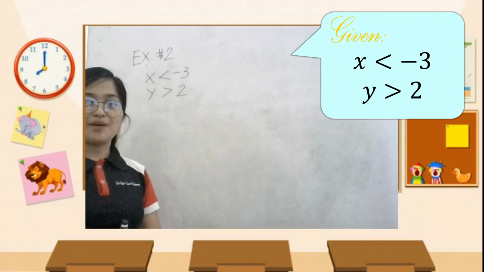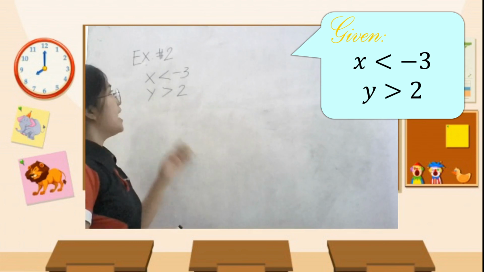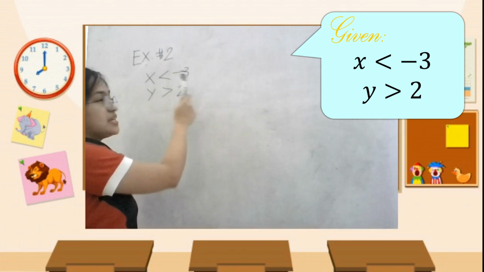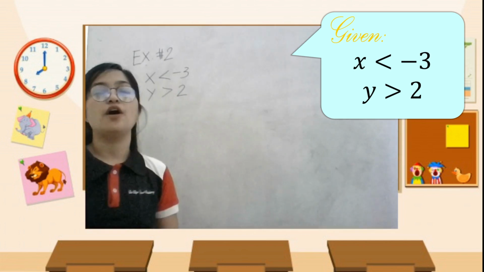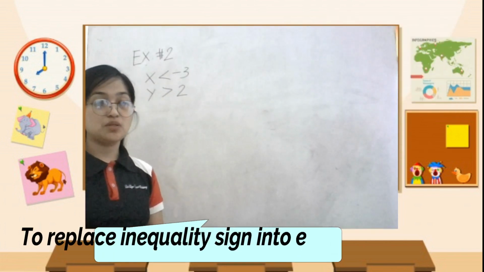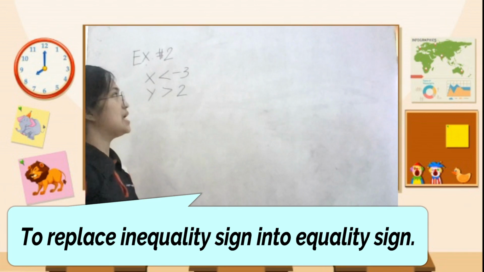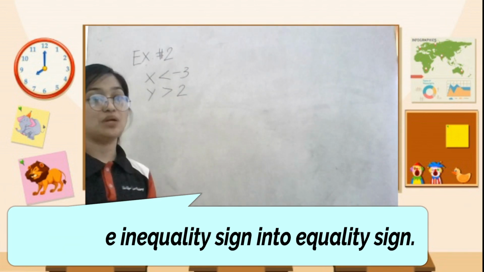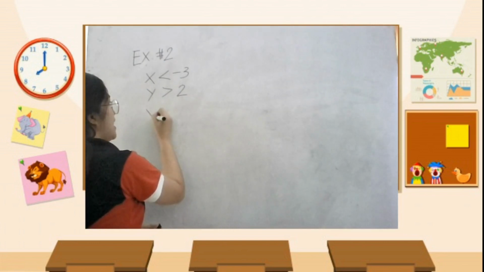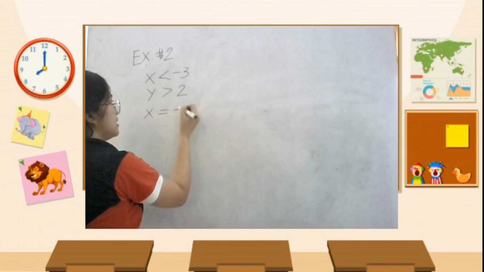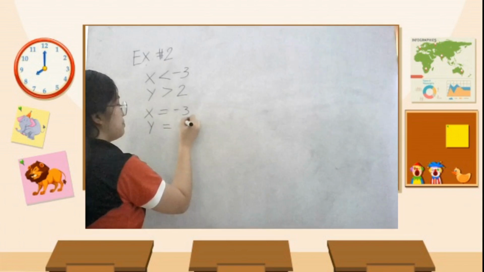Okay, let's have another example, which is x is less than negative 3 and y is greater than positive 2. Okay? Yung ating unang method, which is, we need to replace the inequality sign into equal sign. So, we have now, x is equal to negative 3 and y is equal to positive 2.